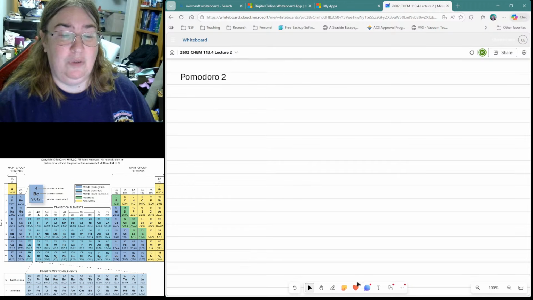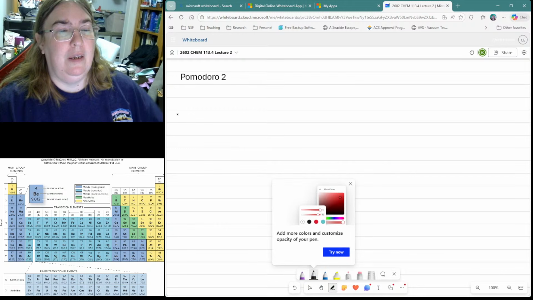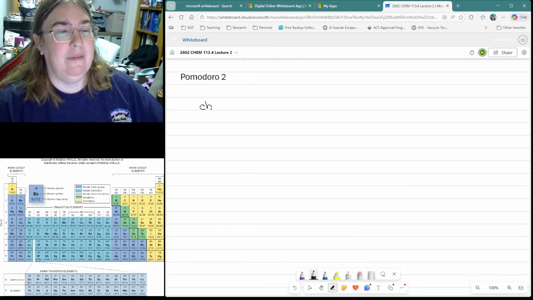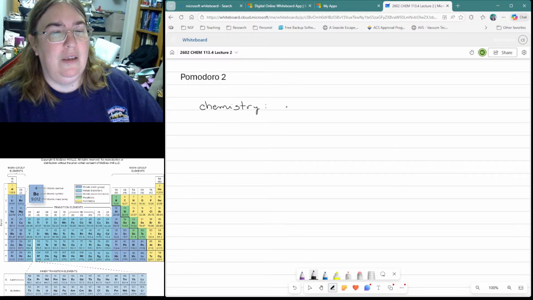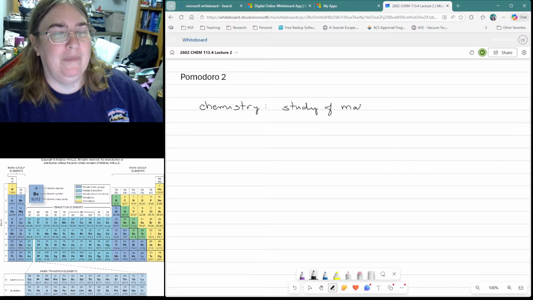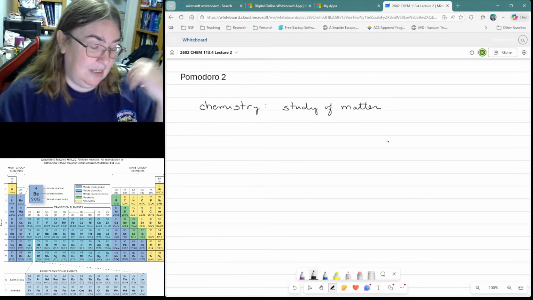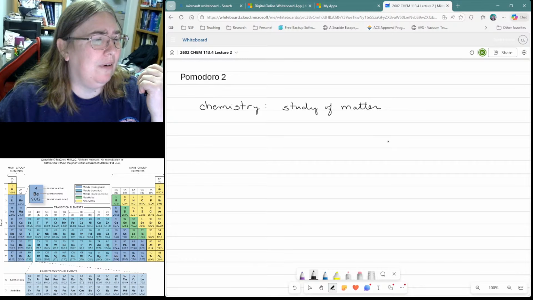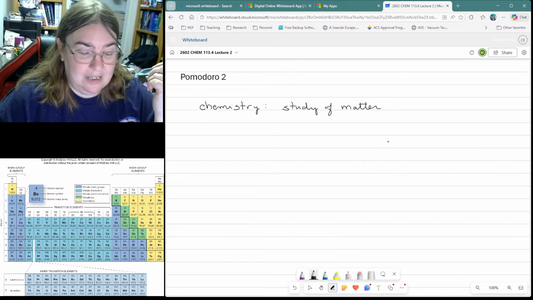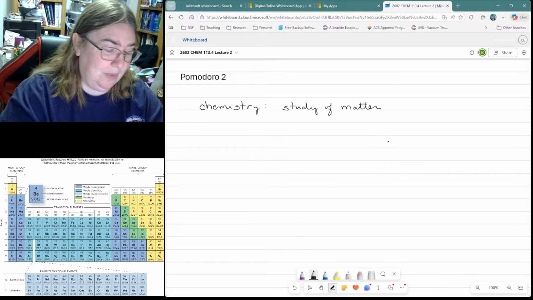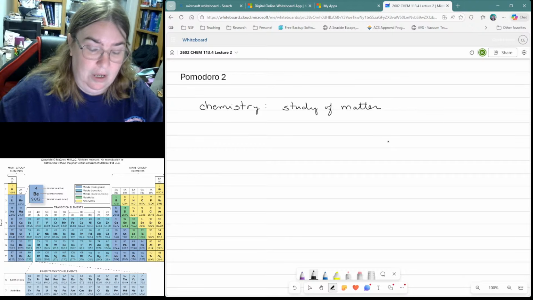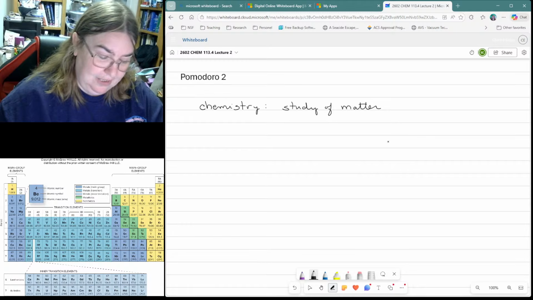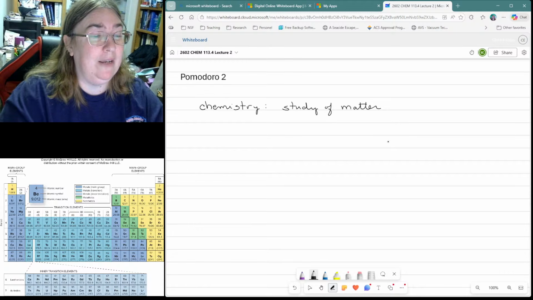A good example is, what is chemistry? If you look up a definition of chemistry, you'll see it's the study of matter. Sometimes you'll see it's the study of matter and energy. But what in the world is matter? Sometimes you'll see it as the study of matter and how matter transforms. That's even more complicated. So in other words, just trying to define what a subject is.